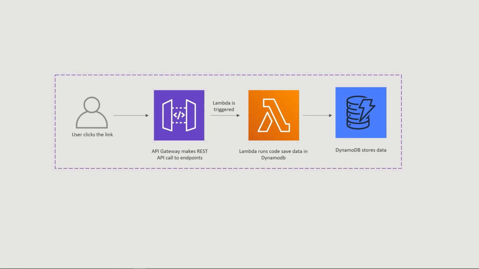So in this tutorial, we have seen how simply we were able to create an API gateway and a Lambda function, and link it with DynamoDB.